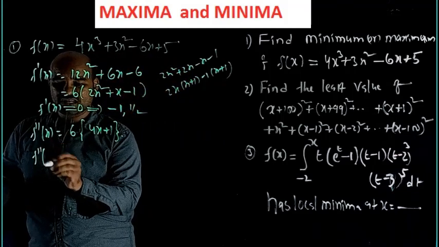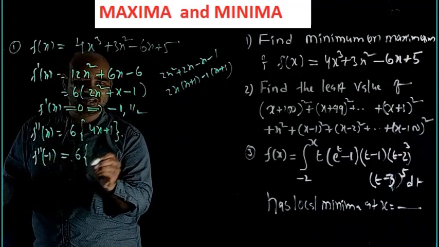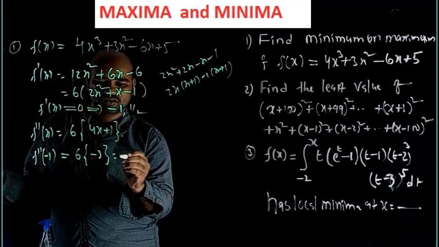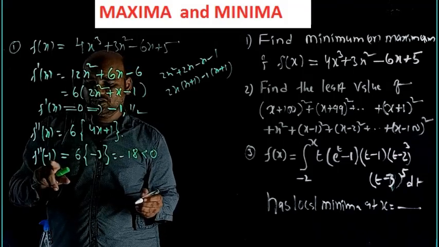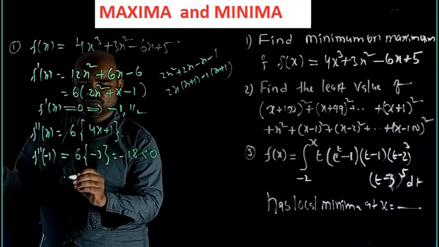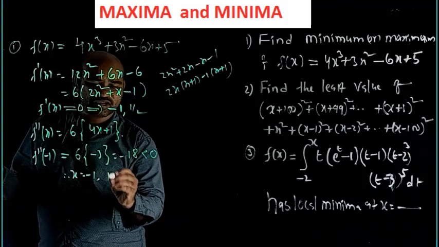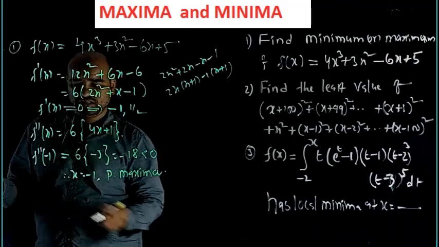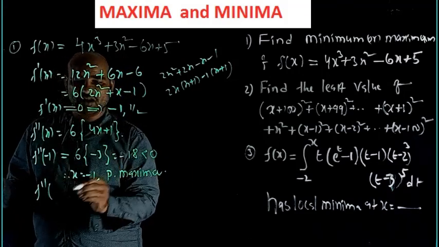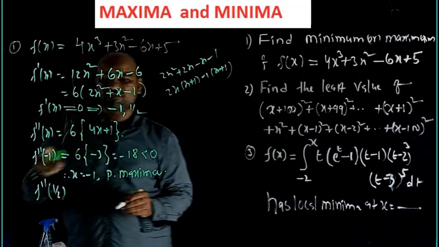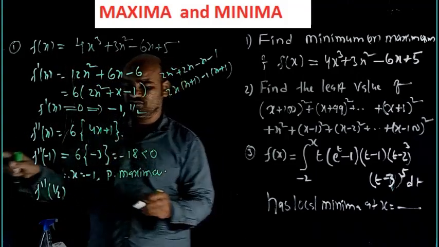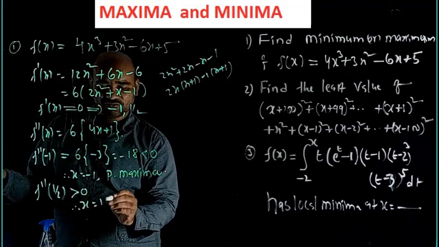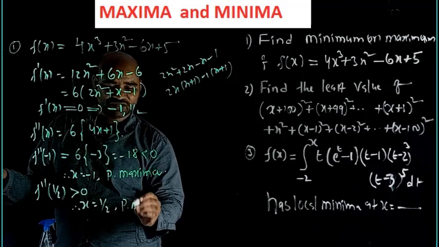So f double dash of minus 1 equals 6 times minus 4 plus 1, minus 18, which is less than 0. This gives a point of maxima. Therefore x equal to minus 1 is the point of maxima. Next, again I want f double dash of half. Automatically it is positive, 6 times 2 plus 1 is 18, positive, greater than 0. Therefore x equal to half is a point of minimum.